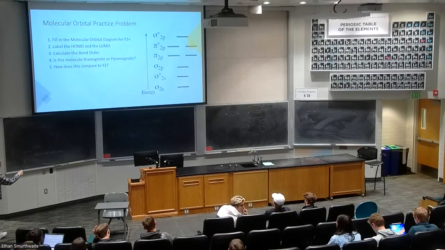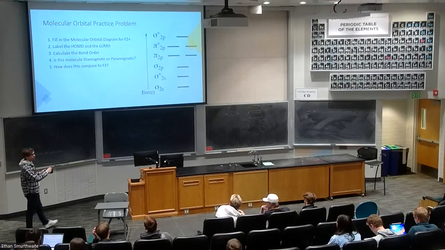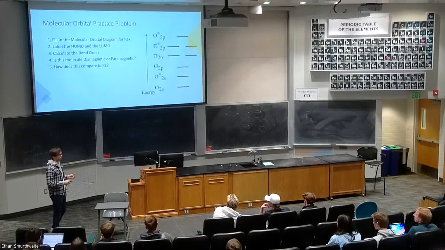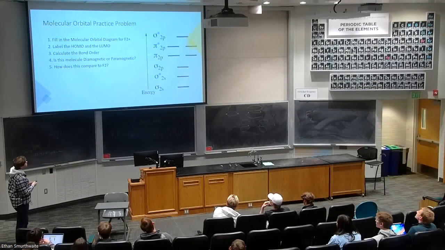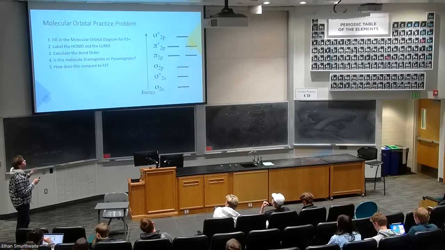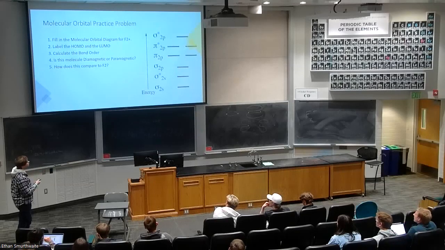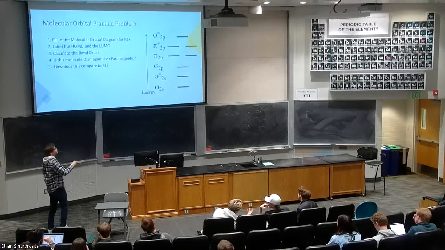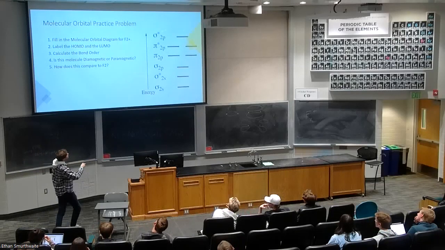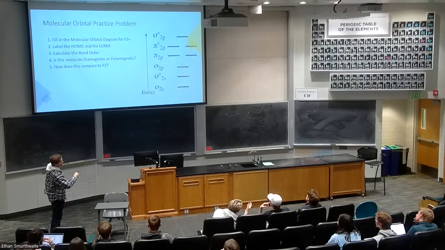I forgot to ask you guys, which one is the HOMO and which one's the LUMO? Yell it out. Which one's the HOMO? Which one is the LUMO? Sigma star 2p. Wait, this one's only half full. Is that the LUMO? No, it's not the LUMO because it's full a little bit, and it has to be completely not full. So this is the LUMO up here, and this is the HOMO, right?